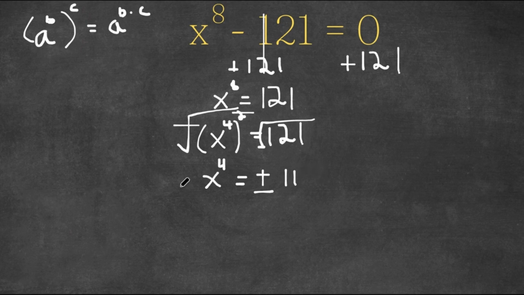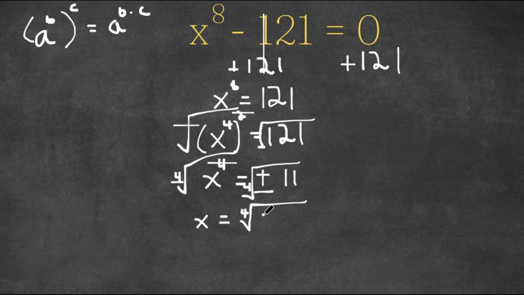Now we're going to take the fourth root on both sides. By doing that, these two would cancel out. So we are left with x equals the fourth root of positive and negative 11. So this is our answer.